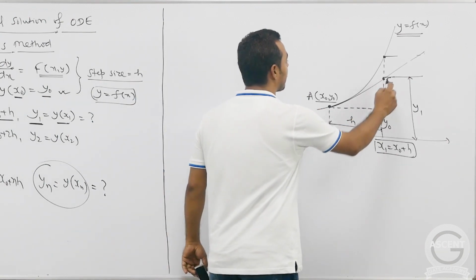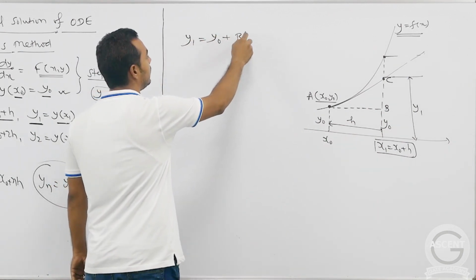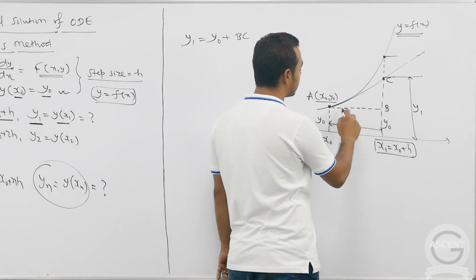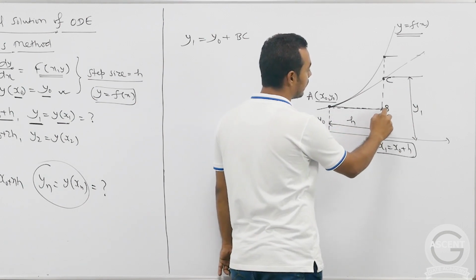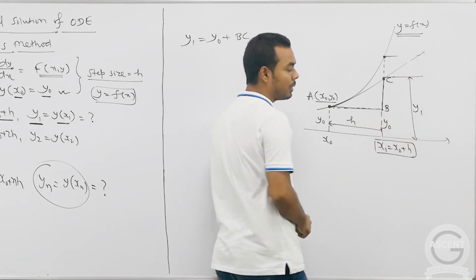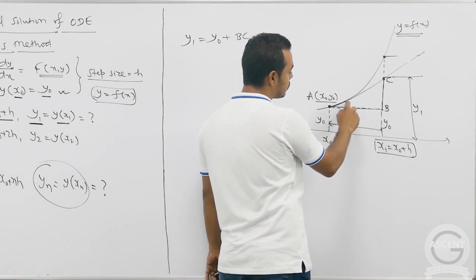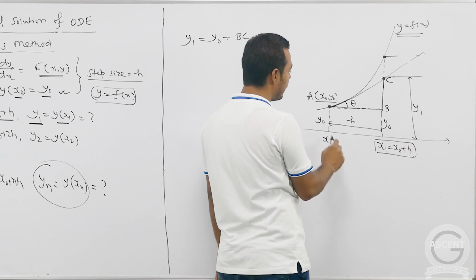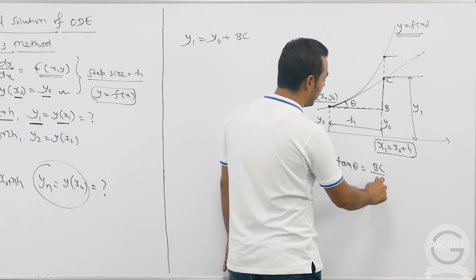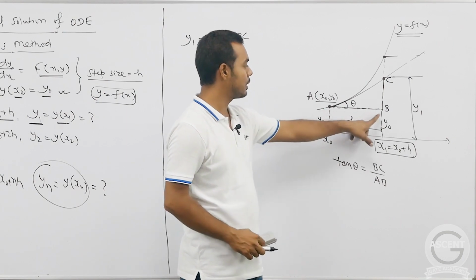So as you can see from this graph, y1 will be nothing but y0 plus this height bc. This height will be y0, as we are drawing a line parallel to the x-axis. So if this point is b and this point is c, then this height bc plus y0 will be equal to y1. Now our job is to find the expression for this bc. If this angle is theta, then tan theta will be bc by ab, perpendicular by base. Perpendicular is bc, base is this ab.